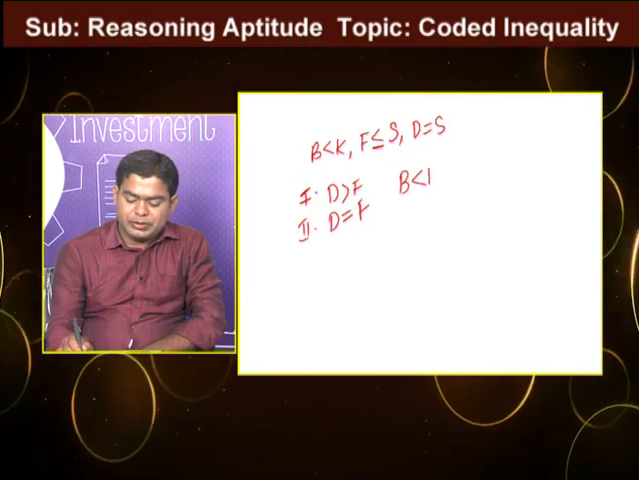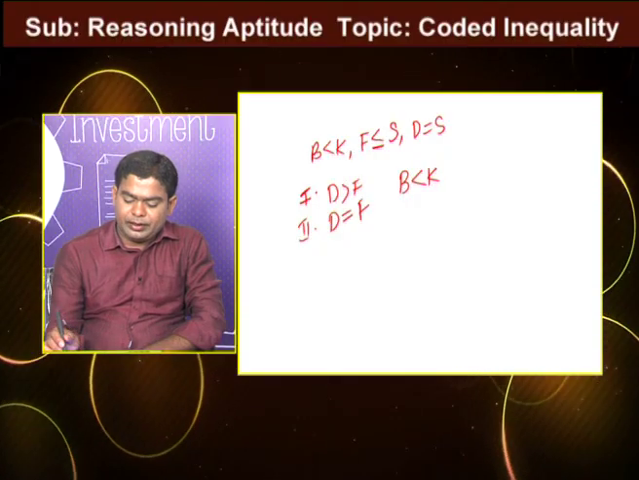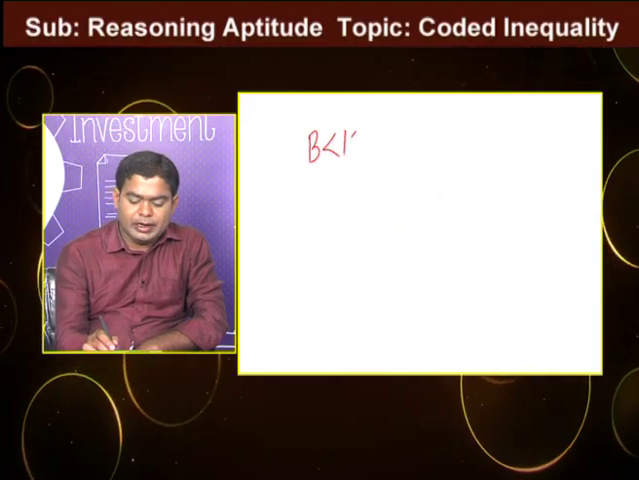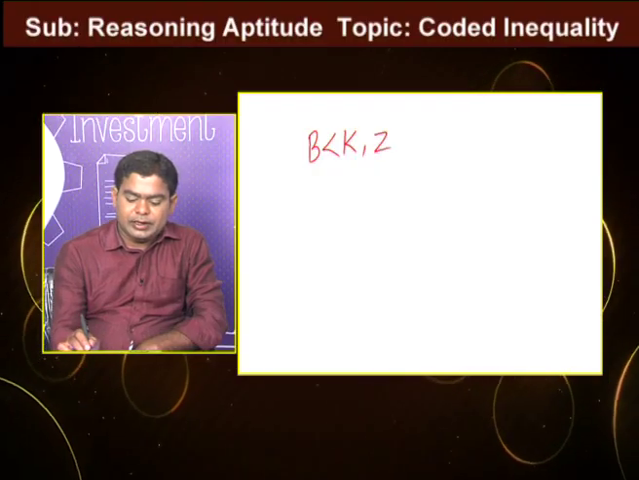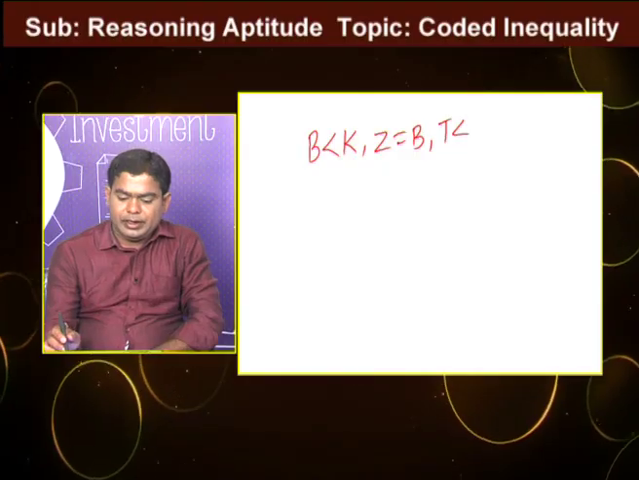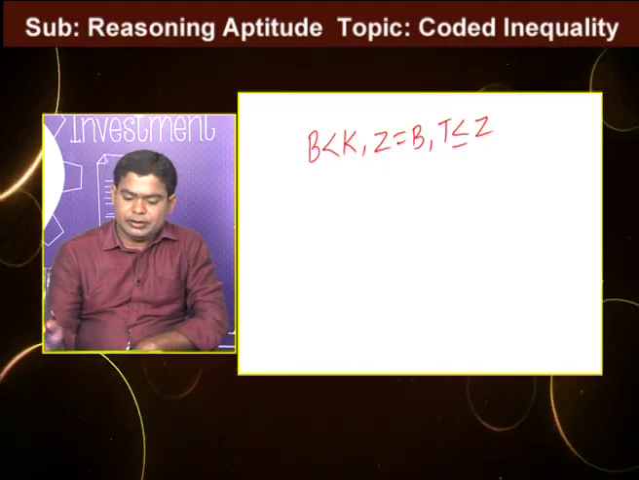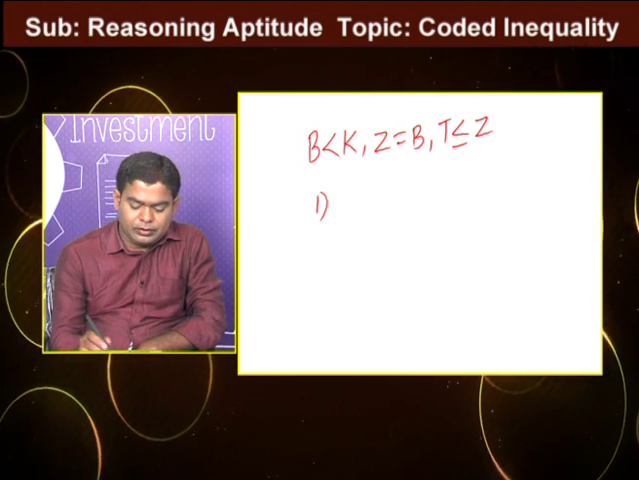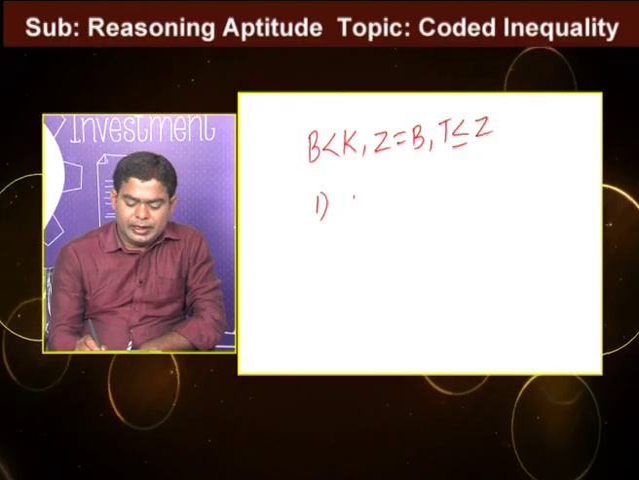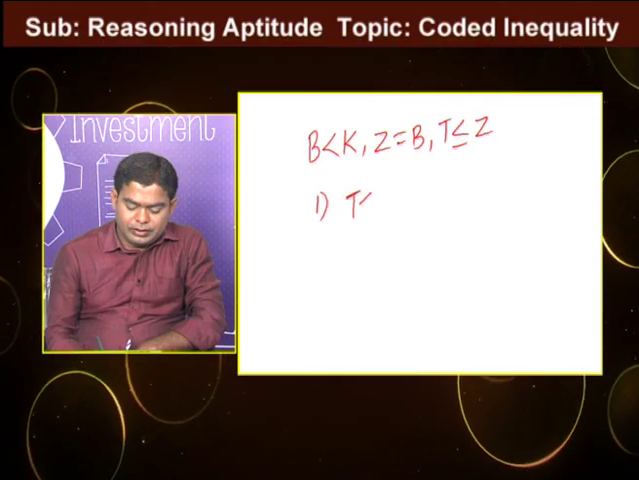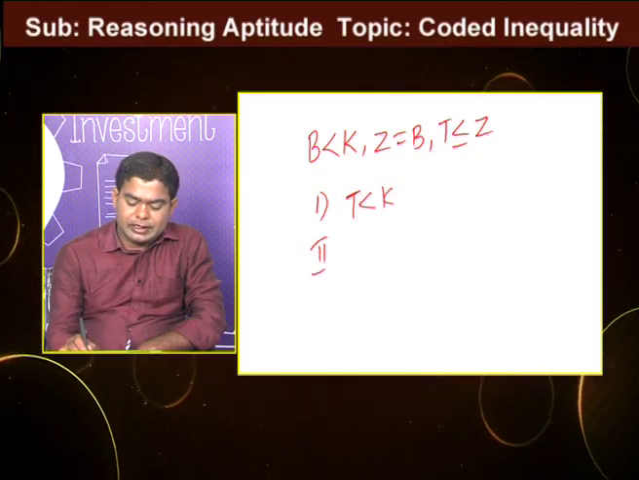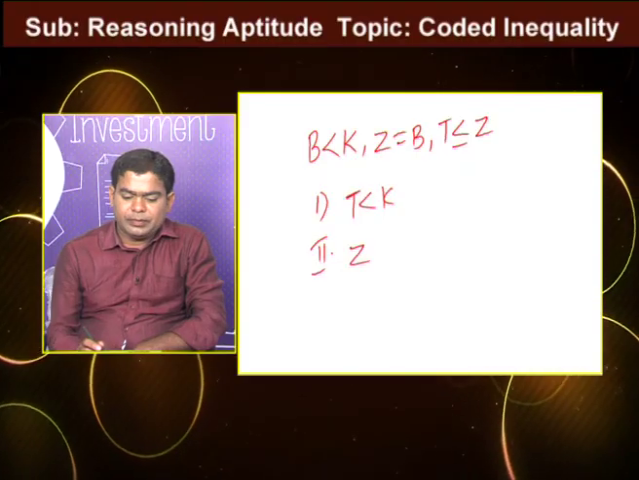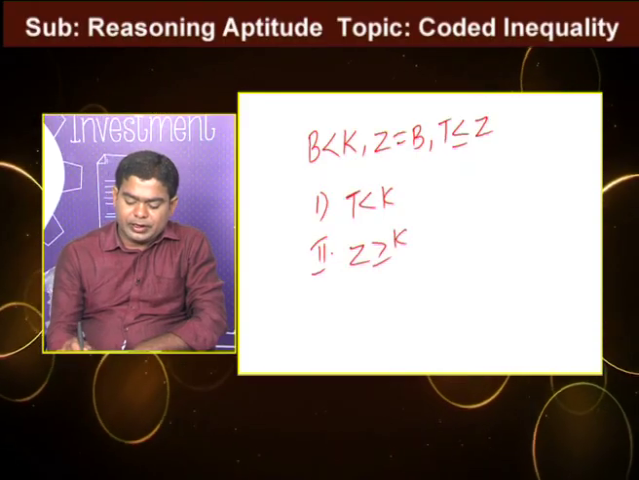So this is the statement. Conclusion 1 is T dollar K, that one is T less than K. Conclusion 2 is Z percentage K, here percentage is denoted greater than or equal to.